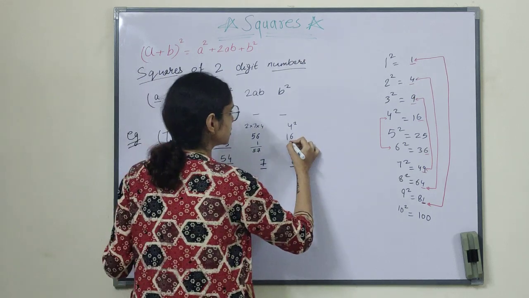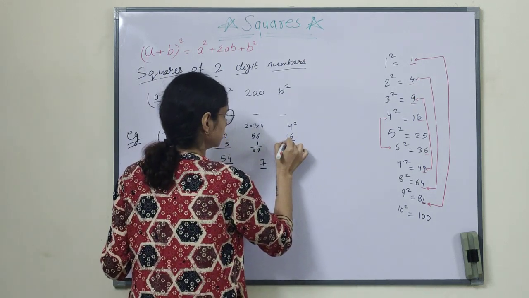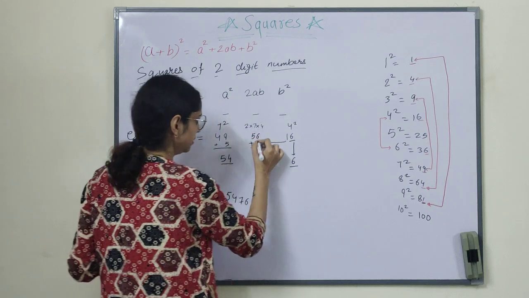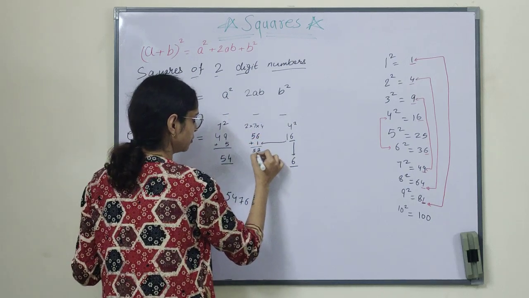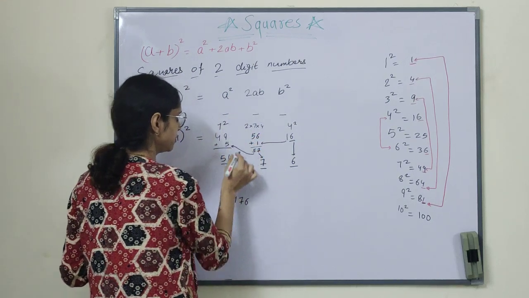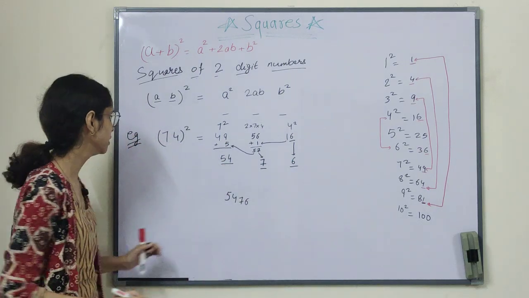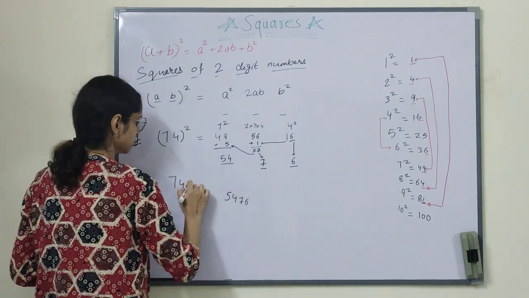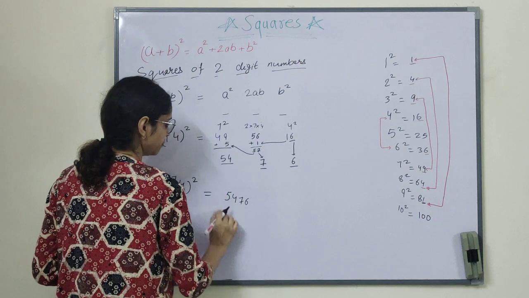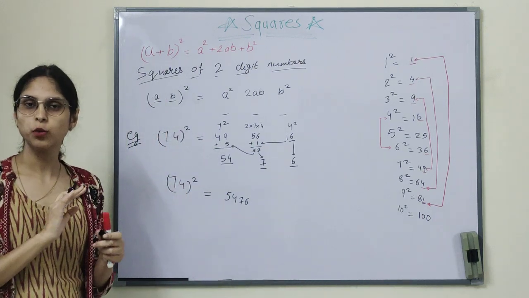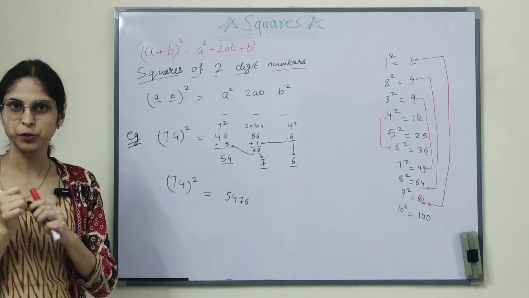So bring the last digit down. The next digit goes here. You add. It becomes 57. Bring it down. And this one goes here. And you add. Alright. So 74 square is 5476. This works everywhere. I am explaining it one more time.